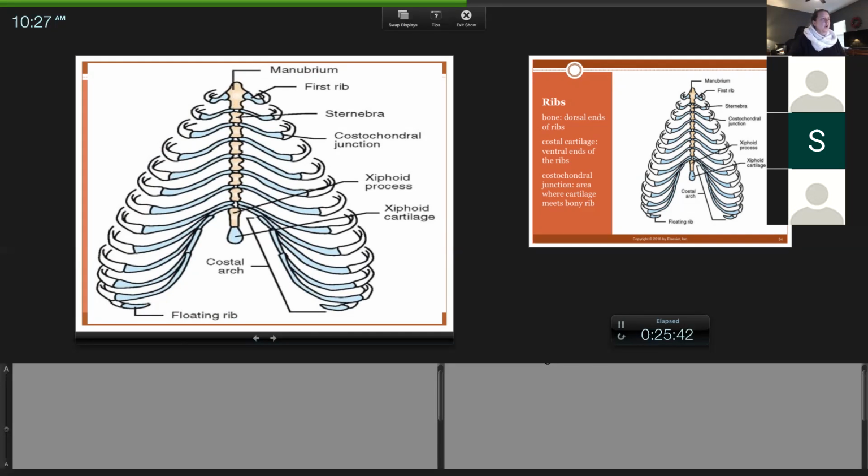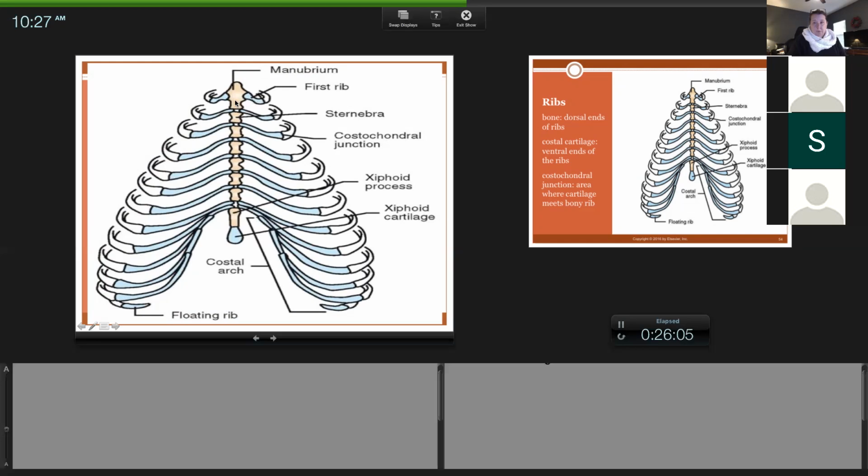And it is called the costochondral junction. Costo means rib, chondro means cartilage. So it's the rib to cartilage junction. Again, here is the rib, that's bone. The light blue there is cartilage, and then it connects to what's called our sternum or our sternebrae.